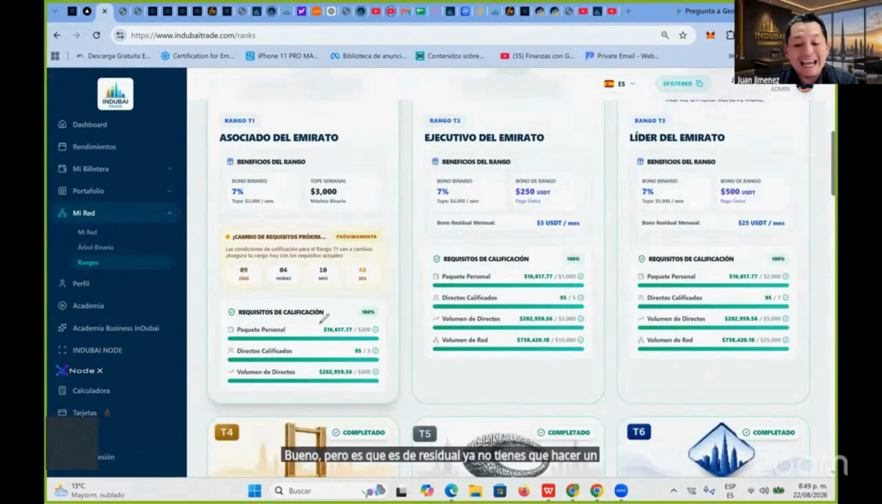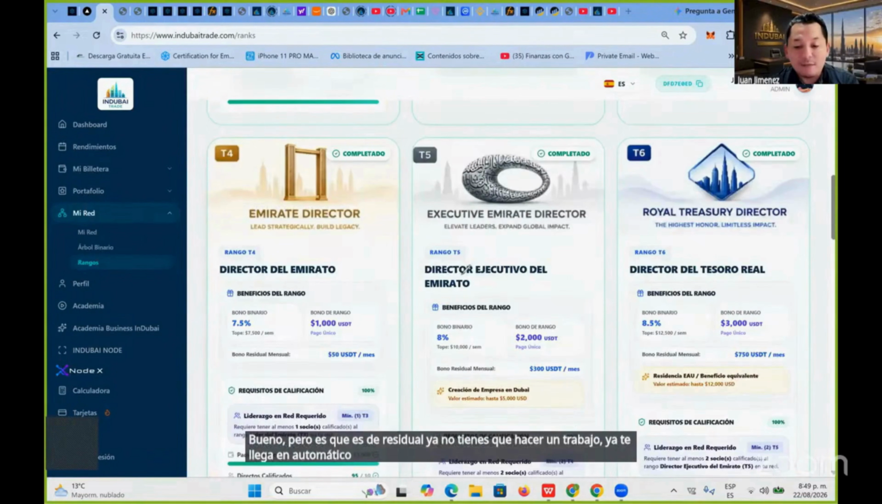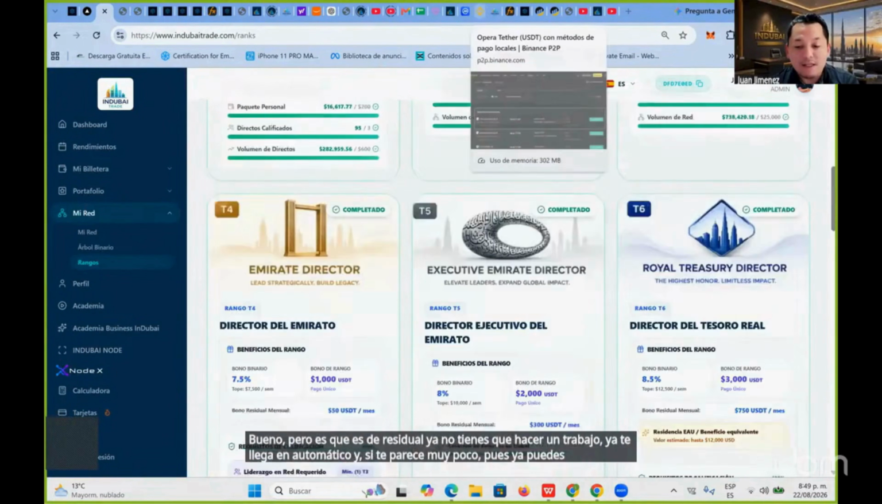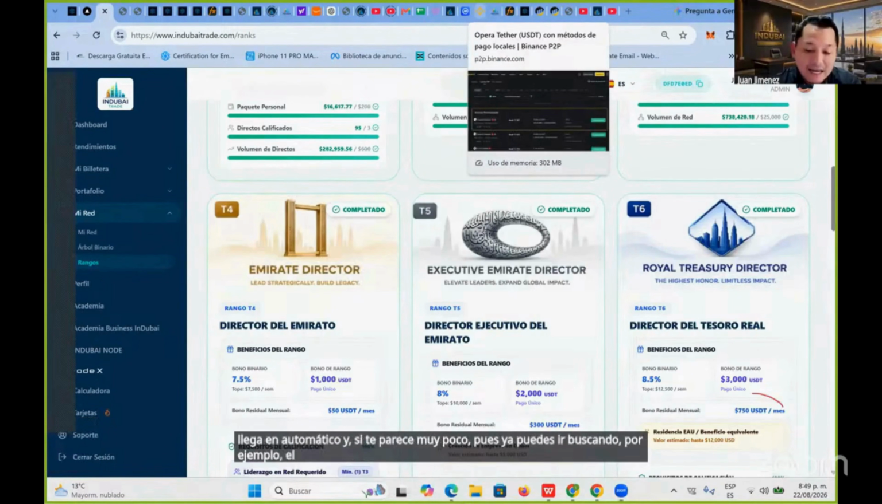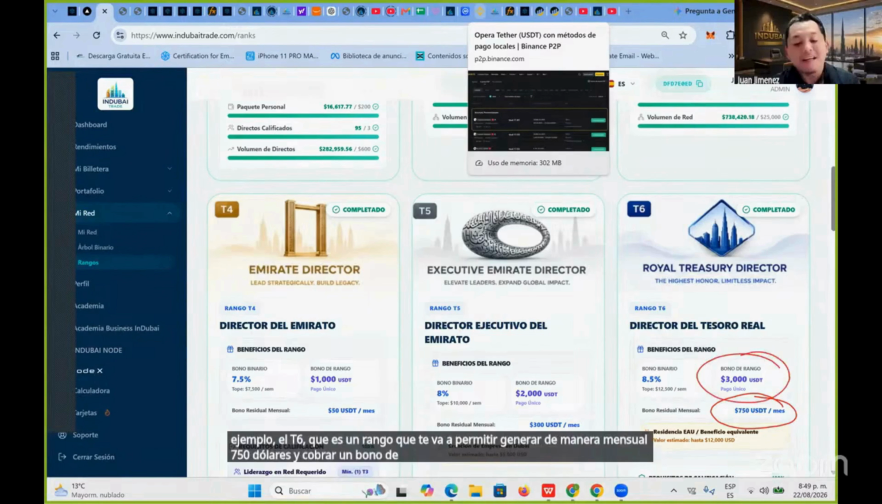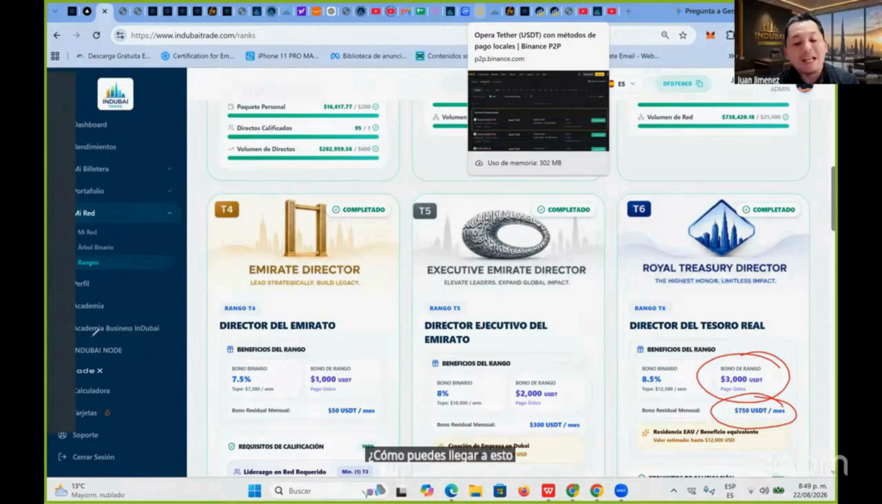It just arrives automatically. And if that seems like too little to you, well, you can start looking at, for example, the T6, which is a rank that will allow you to generate $750 monthly and collect a rank bonus of $3,000. How can you achieve this? Well, by helping more people understand our business model and getting more to join.